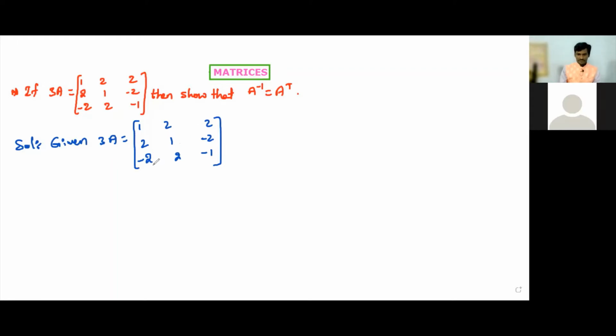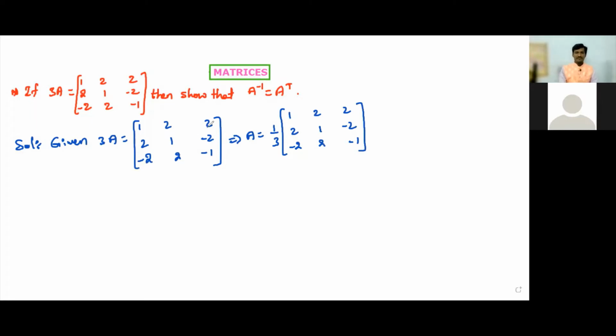Now from this we can find the value of A. A is equal to 1 by 3, since 3 is multiplying here, if you take it to that side, it divides. So A is 1 by 3 into [1 2 2; 2 1 -2; -2 2 -1]. This is the A matrix.